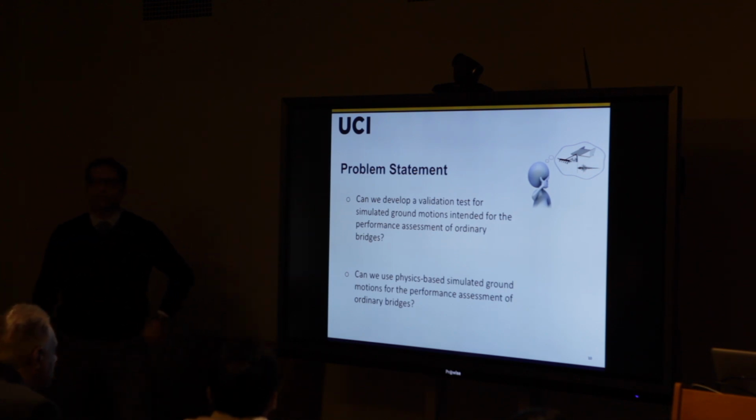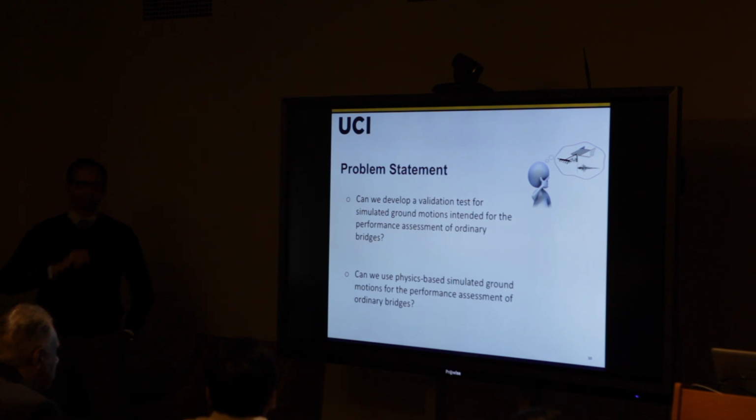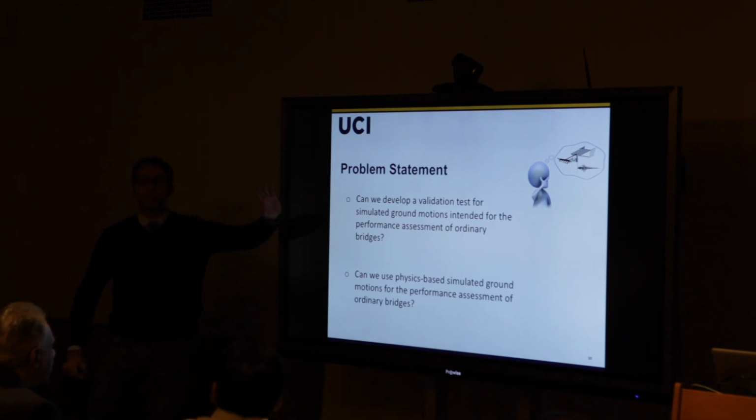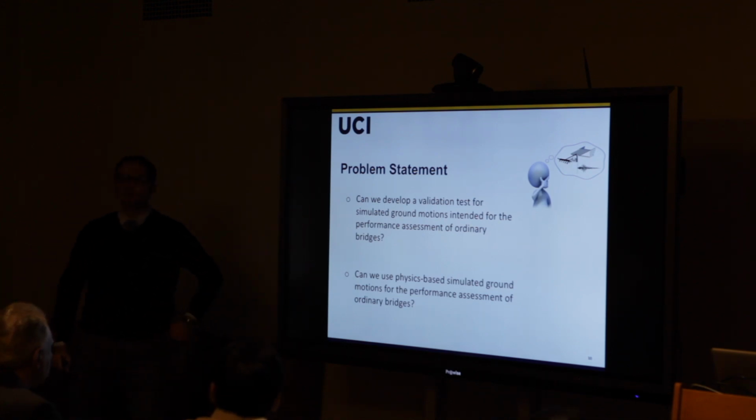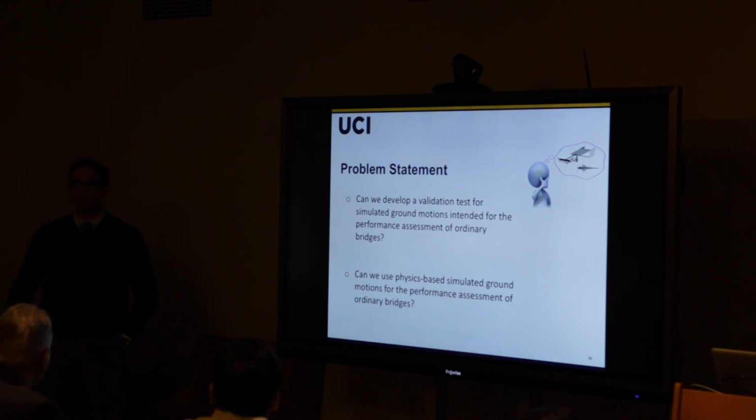Now let's move towards the problem statement for the PEER work that we're doing here. First, can we develop a validation test to validate simulated ground motions? The answer so far, based on the one bridge that we have used, is yes, but we need to do a little bit more to make sure that our test is good. And ultimately, use that test to see if the physics-based ground motions from SCEC are good enough. So these are two things that we want to do.